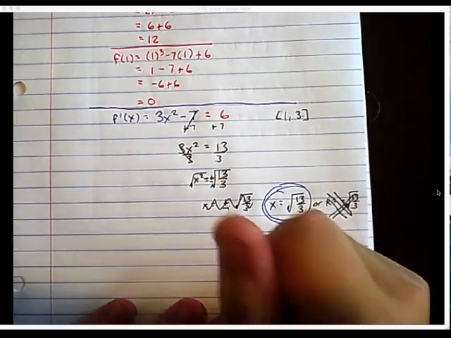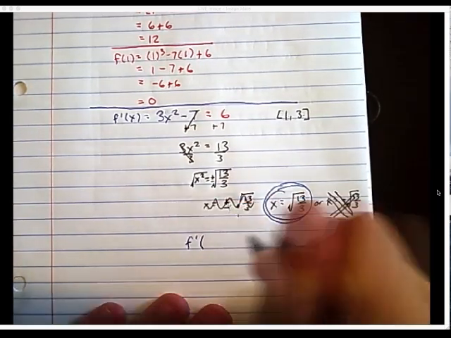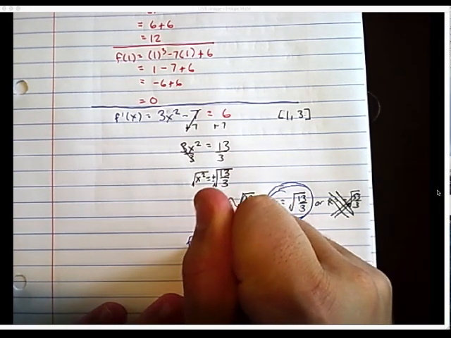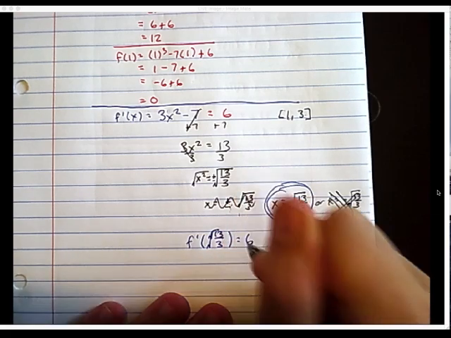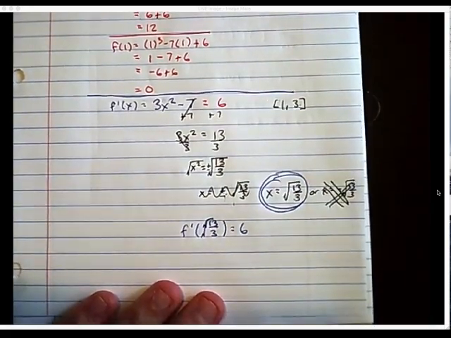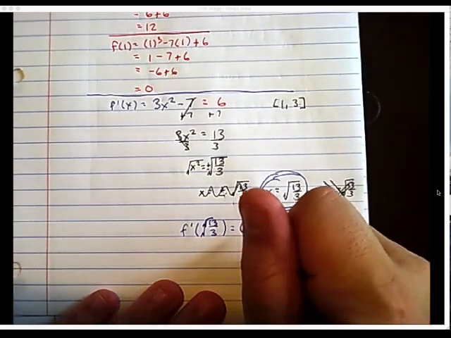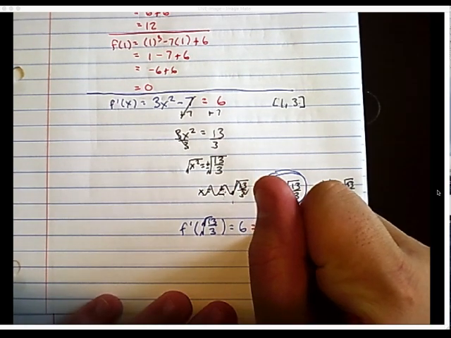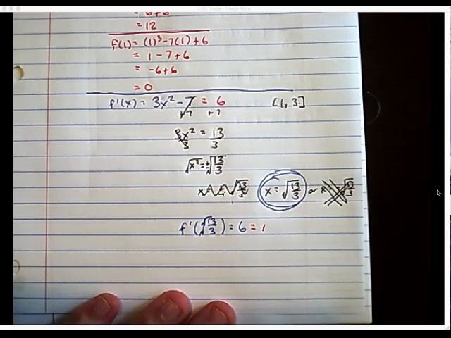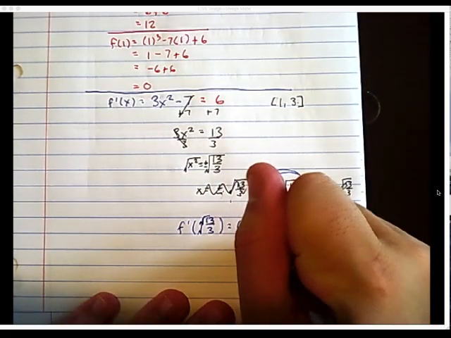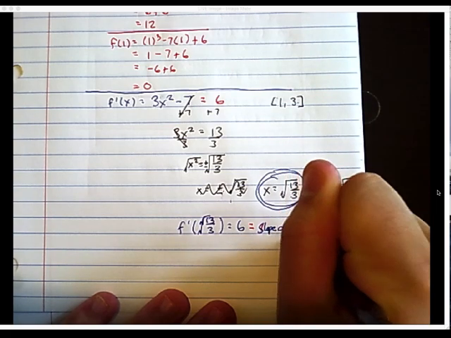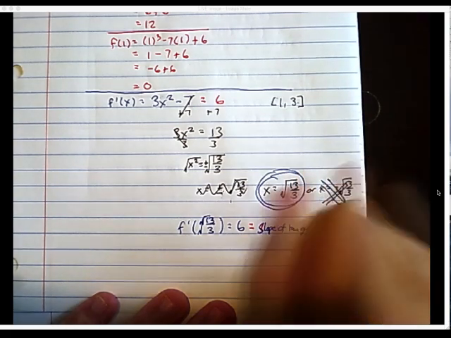So what I'm saying here is that f prime at the square root of 13 over 3 equals 6. Okay. Which equals, so this is the slope of the tangent line, and here's where it happens.